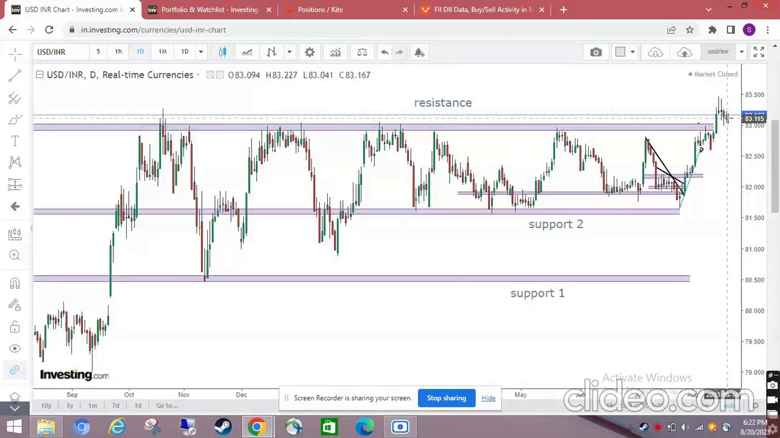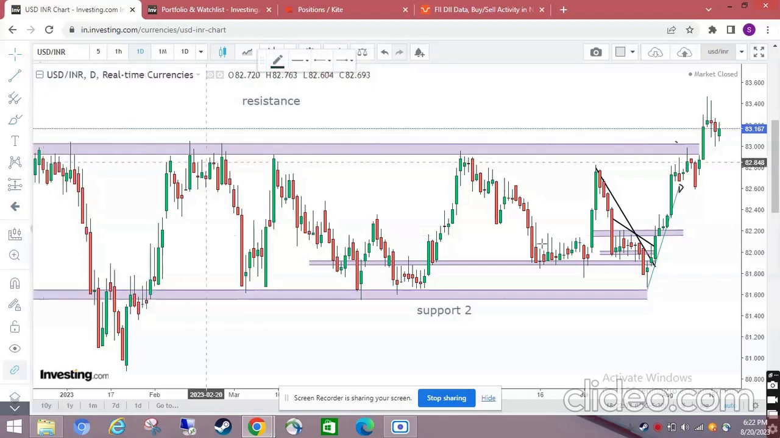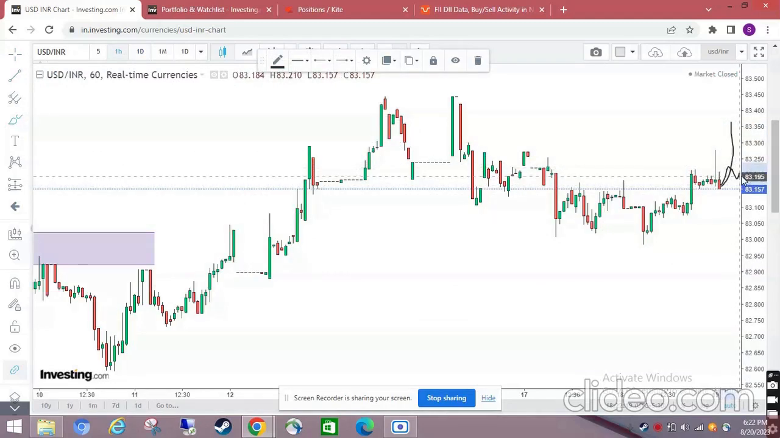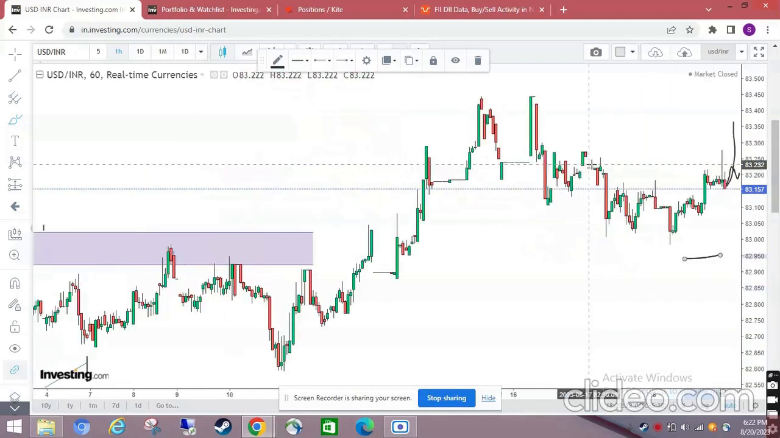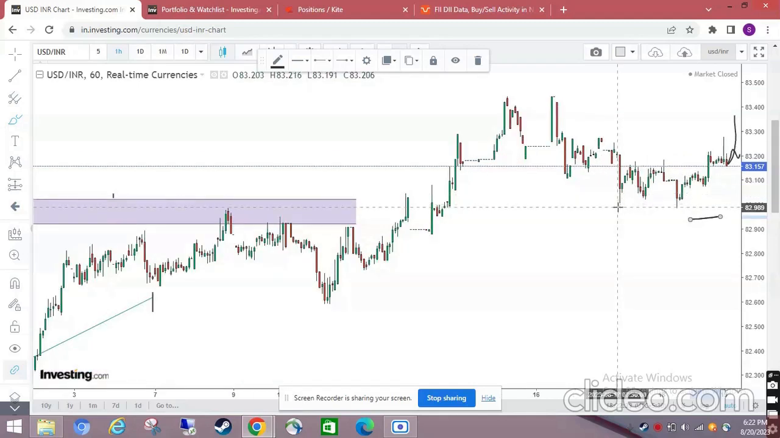Not sure if it will go next week. It can zoom up from next week. I can draw it for you guys. It can go directly from here to here, or it can consolidate for the next week, and then maybe go up. People don't expect the 83 level to be breached. Again, I'm bullish, so I'm not sure if this will be broken out or not.